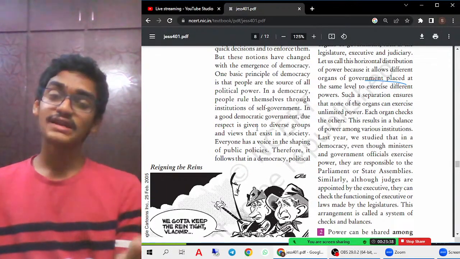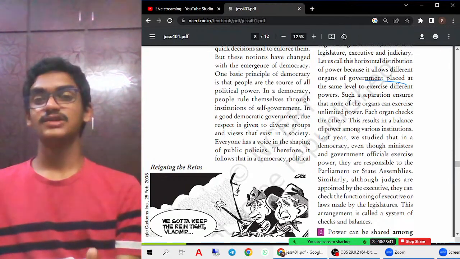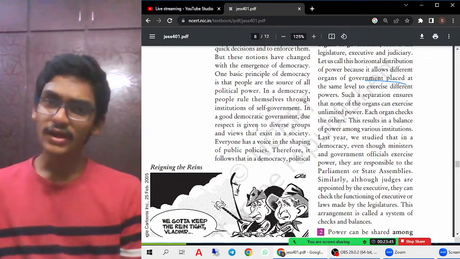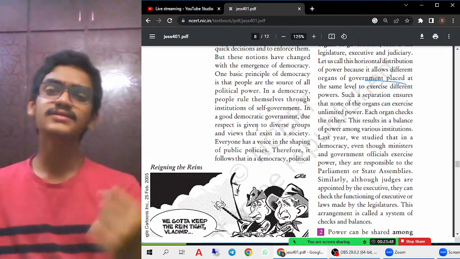But in the federal form of government, all the people can take part in the decision making process. So India is a federal form of government. Why? Because people can actually participate in the decision making process, that is, in the third tier of government.